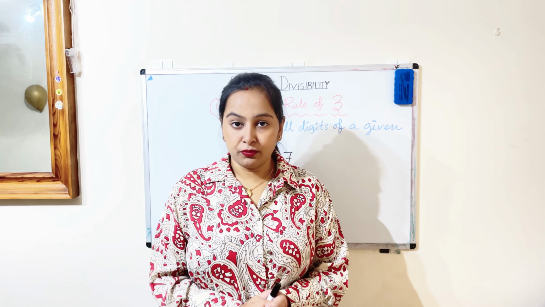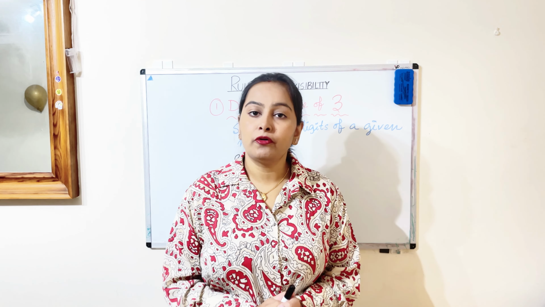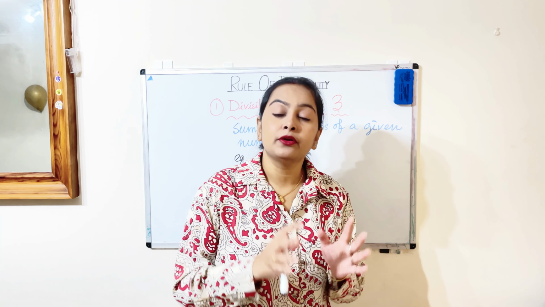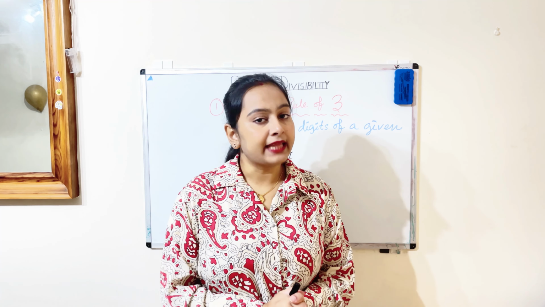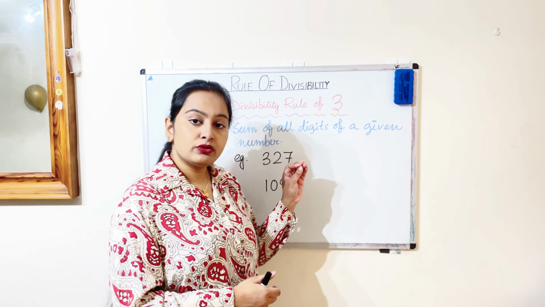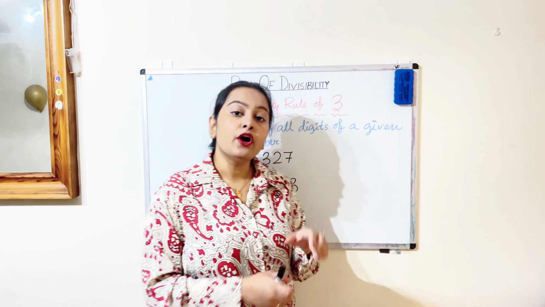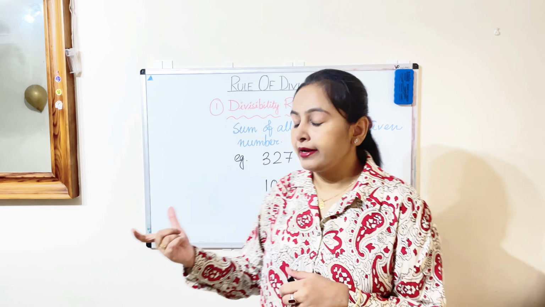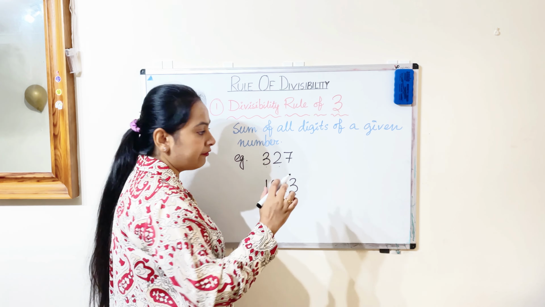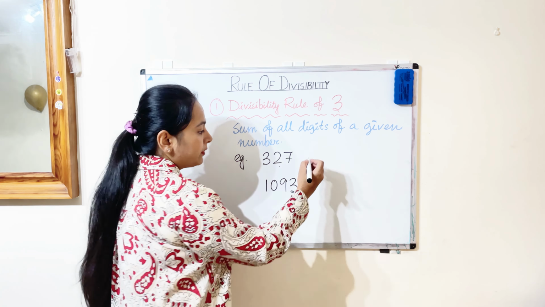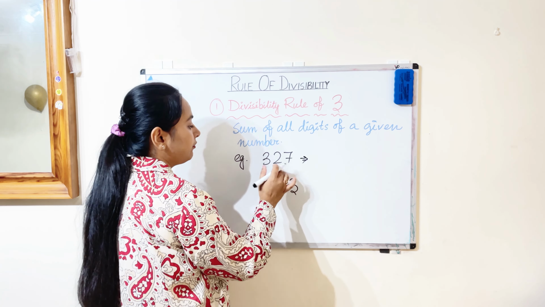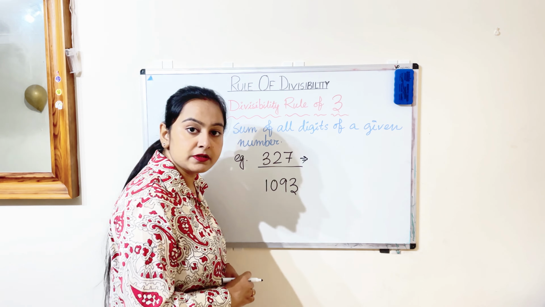Now our next one is the divisibility rule of 3. What we need to do? Without any division, we can easily tell that a number is divisible by 3. How can we tell that? We just need to add all the digits of the given number. Suppose we add these digits: 3 plus 2 is 5, 5 plus 7 is 12, right? So 12 is divisible by 3, and we can tell this number is divisible by 3.